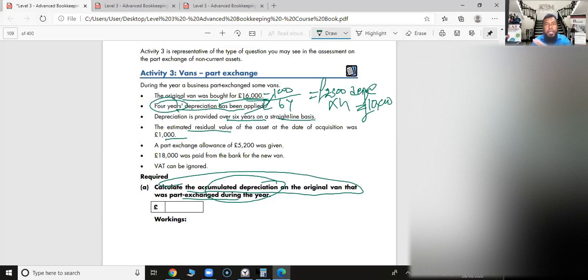See, if you know it, 30 seconds. If you don't know it, 30 minutes is not enough. The question asks you for the accumulated depreciation of the original van. So just follow the steps. Cost minus residual value. The cost is given, and I found the residual value of 1,000 from here. Scrap value, residual value, over the number of years. I got depreciation per year, 2,500. And 4 years it is held for. Times by 4, 10,000 is my accumulated depreciation. That's my answer. Hope it helps. Moving on.